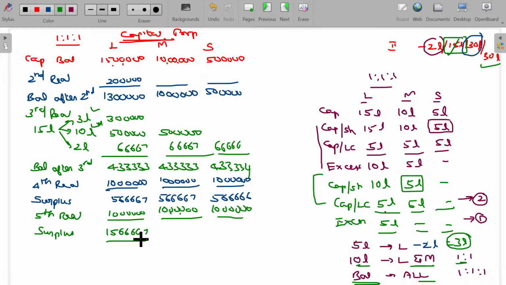15,66,667 is the surplus. Already there is a surplus. Again, I am distributing further, so you have to add to your surplus. Double cautious. That's why I asked you. I know where you will make a mistake. 15,66,666.